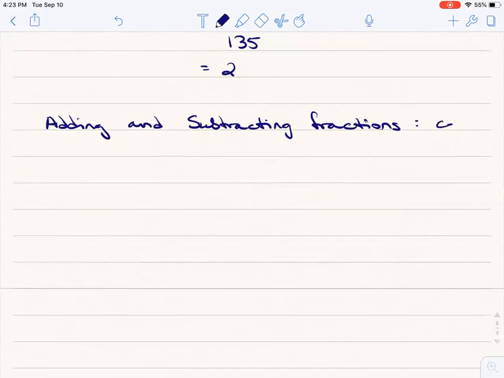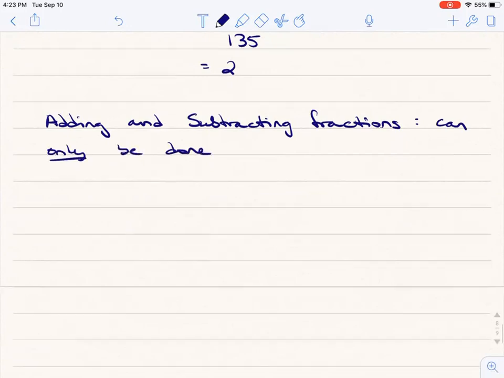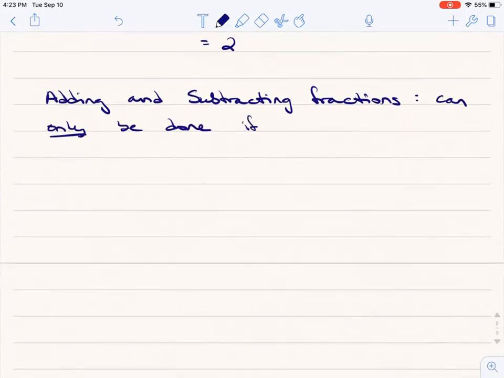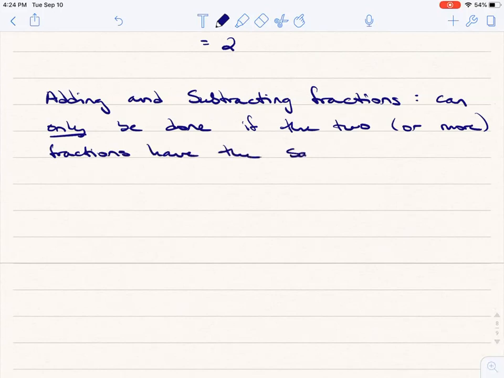So can only be done if the two, I'll say or more, because we could have more than 2 fractions that we're adding or subtracting, but for us, probably just 1 or 2, 2 or 3 maybe. Can only be done if the 2 or more fractions have the same denominator.